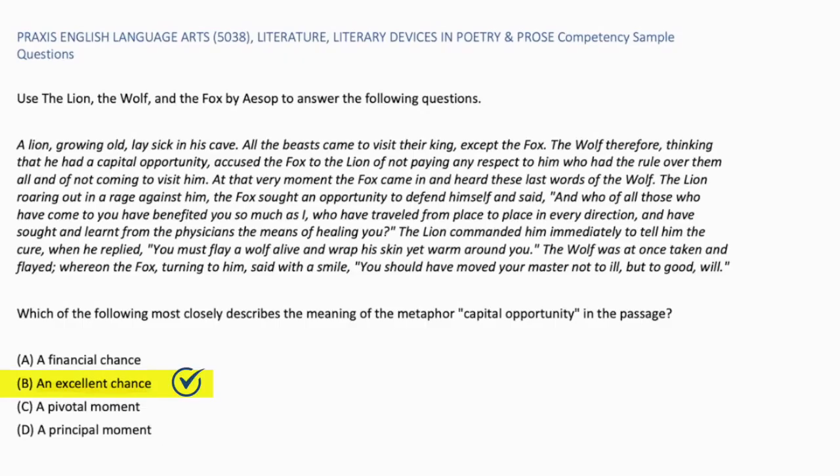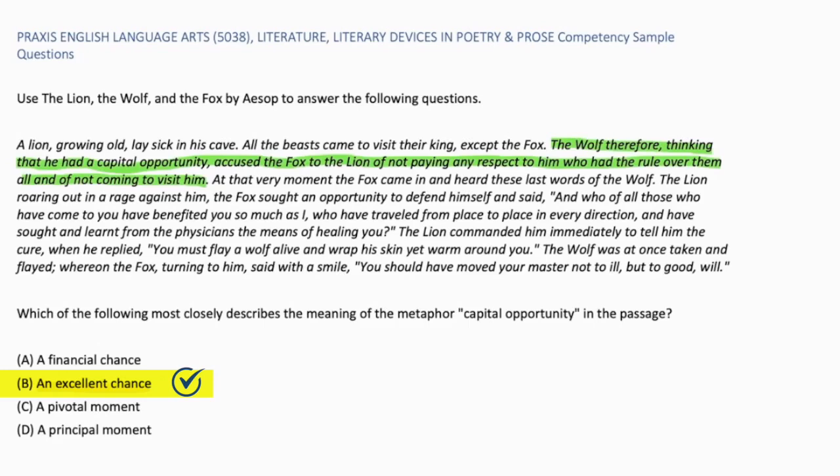Most closely describes the meaning of the metaphor capital opportunity in the passage. Metaphors are a form of figurative language used in writing to help readers form a picture in their minds around the text they read. These writing tools compare two seemingly unrelated things to indicate a resemblance of one to the other. Using the context from the story, the metaphor, capital opportunity, paints a picture of the wolf thinking he had an excellent chance to convince the lion that the fox did not respect the lion.